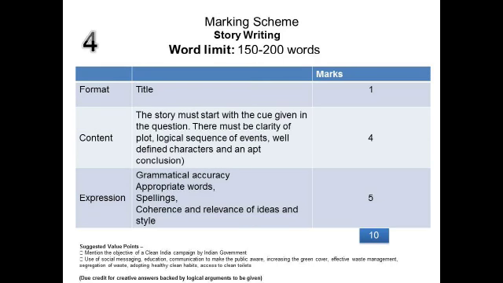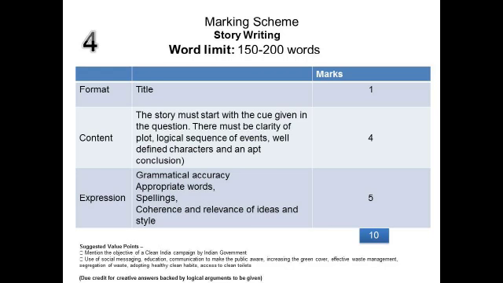So now moving to question number 4, which is about story writing. And this question number 4 is very important because it has more weightage. The total marks for this question number 4 is 10, and you don't want to lose it if you practice it correct. So these 10 marks have been divided into 3 stages: format, content, and expressions. For format, you get 1 mark straight away if you write the title correct. And for content, you get 4. And for expression, you get 5 marks.